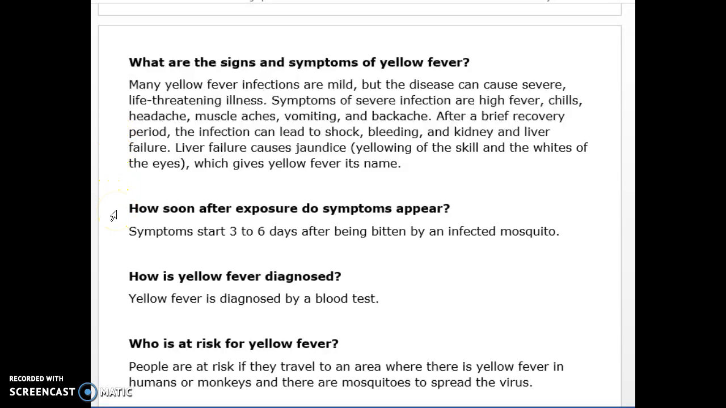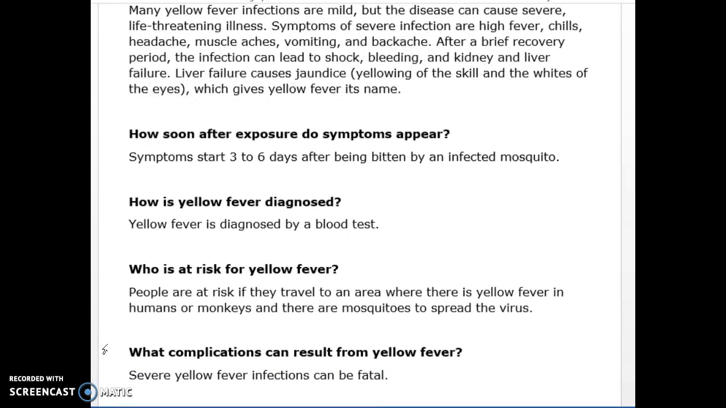How soon after exposure do symptoms appear? Symptoms start 3 to 6 days after being bitten by an infected mosquito. How is yellow fever diagnosed? Yellow fever is diagnosed by a blood test. Who is at risk for yellow fever? People are at risk if they travel to an area where there is yellow fever in humans or monkeys and there are mosquitoes to spread the virus.